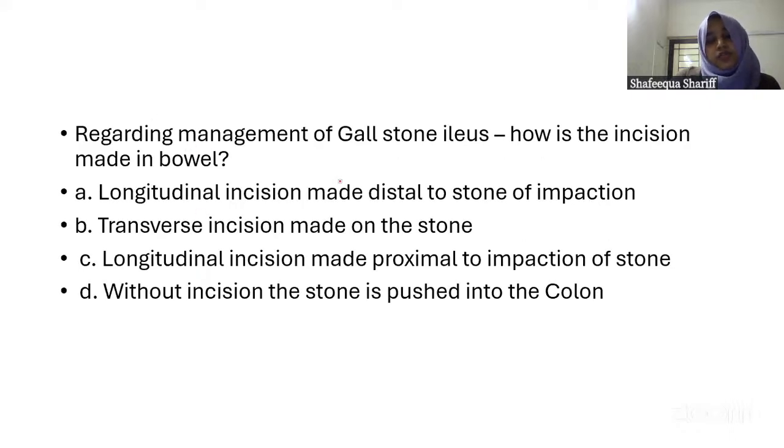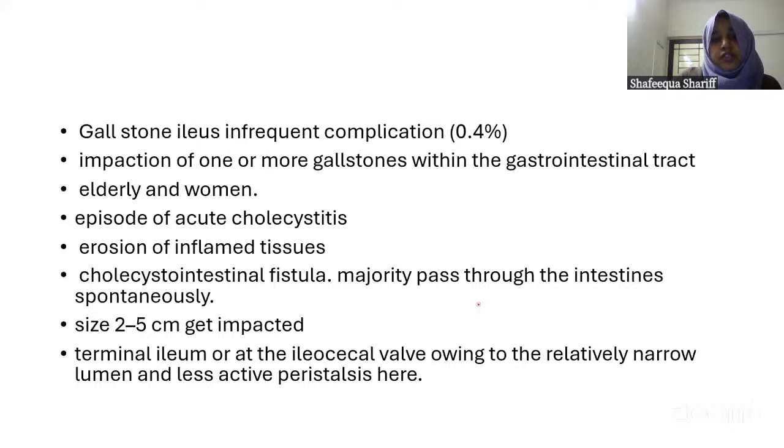Regarding management of gallstone ileus, how is the incision made in the bowel? Longitudinal incision made distal to the zone of impaction, transverse incision made to the stone. Longitudinal incision is made proximal to the impaction of stone, and without incision, stone is pushed into the colon. So the answer is, we'll first discuss gallstone ileus.